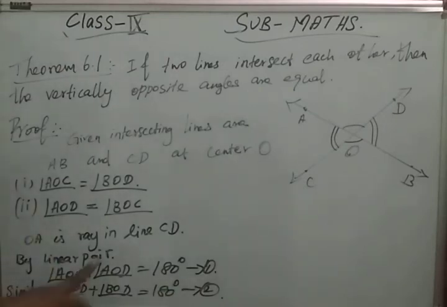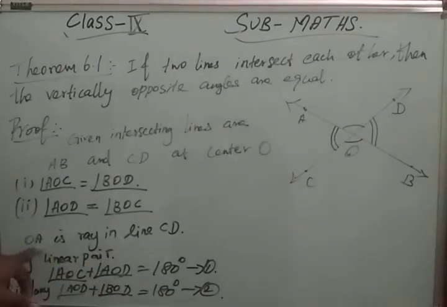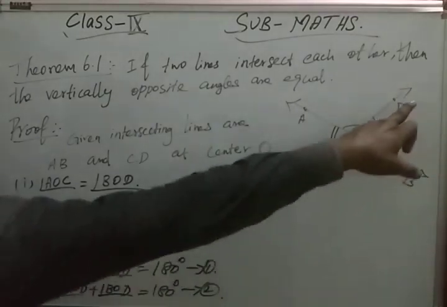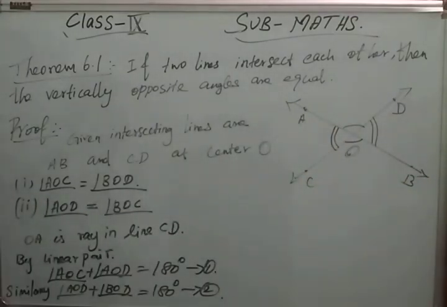Just like that, OA is a ray we have taken. Here OD is a ray, so we can say that AOD plus BOD is equal to 180 degrees. We have taken equations 1 and 2.